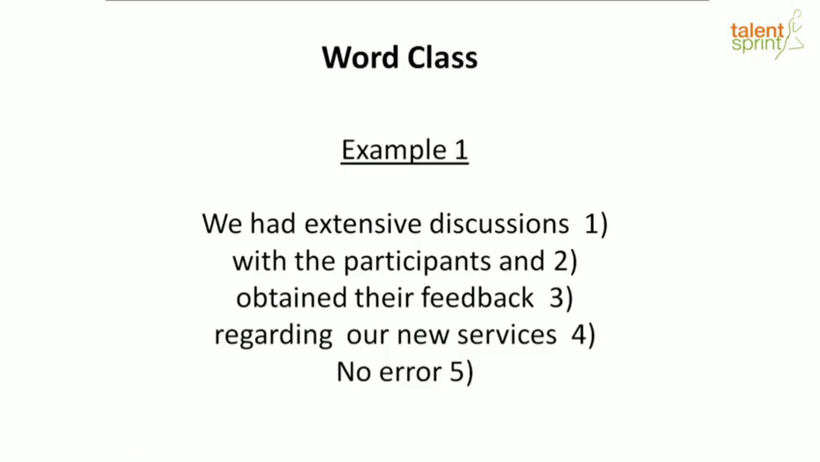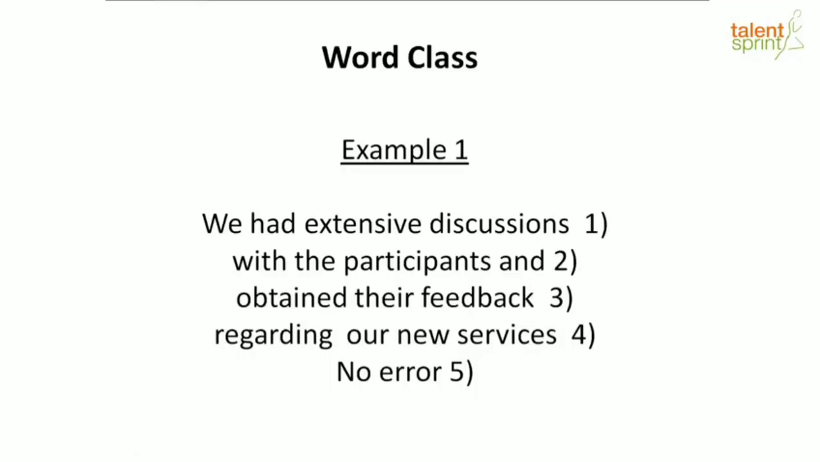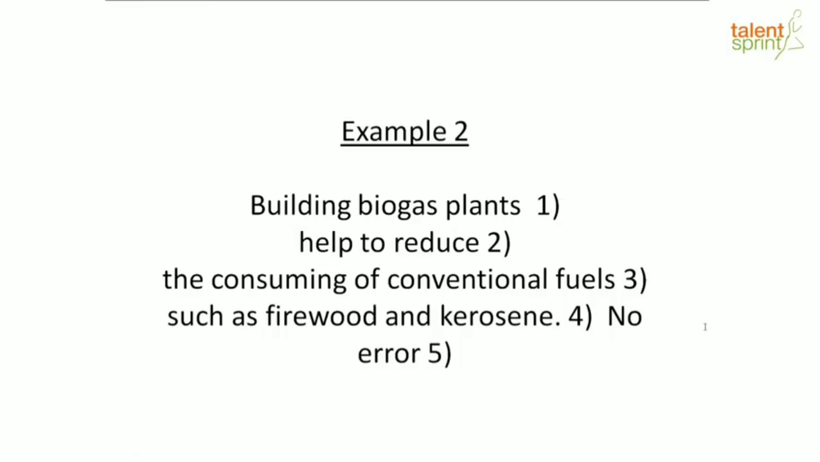So this becomes the changed sentence, the corrected sentence, where we've gone ahead and changed the adverb, which is not required in this context, to an adjective form, which is exactly what we need, modifying or describing the noun discussions. So the error for us here is in part 1. Let's move to our second example. Example 2. Building biogas plants help to reduce the consuming of conventional fuels such as firewood and kerosene. Alright. So again, let's apply the same strategy.